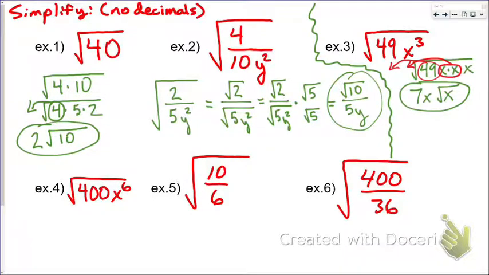All right, on number 4, that one should be easy. Square root of 400, if you need to type it in, that one is just 20, right? And if you need to, write that x 6 times, and you'll see you have 3 pairs of x's. Or you could write it x to the 3rd times x to the 3rd. So that pair of 20s comes out as a 20, and that pair of x cubed comes out as x cubed.